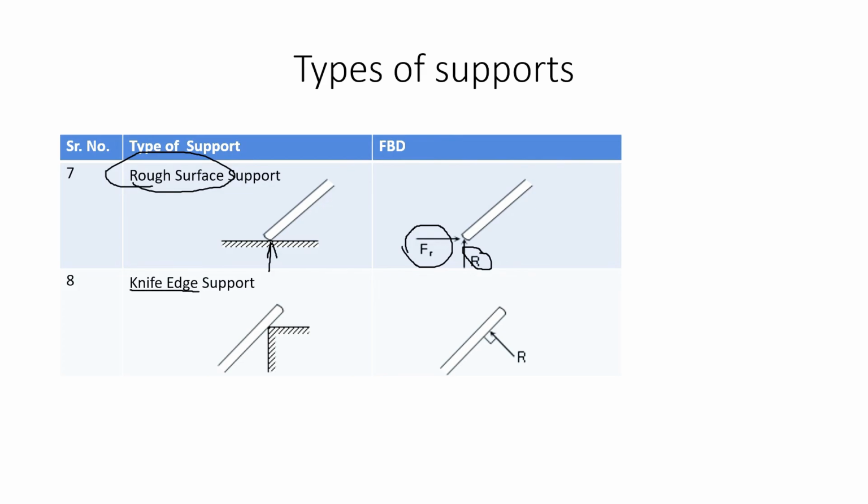And last is a knife edge support. When a body is supported at a single point, remember that it is called a knife edge support, and its reaction will be perpendicular to the body. So here you can see that the reaction is perpendicular to the body. So all these types of supports will be there in your problems. Total 8 types of supports are there.